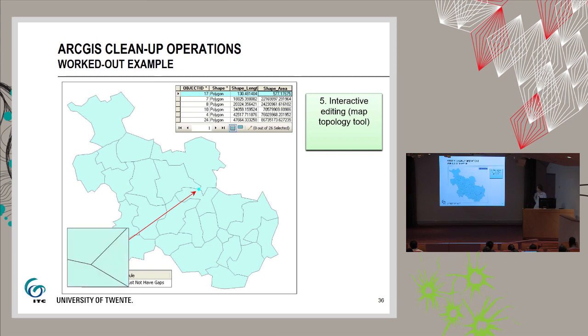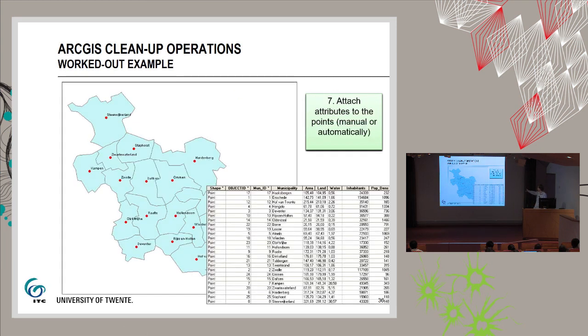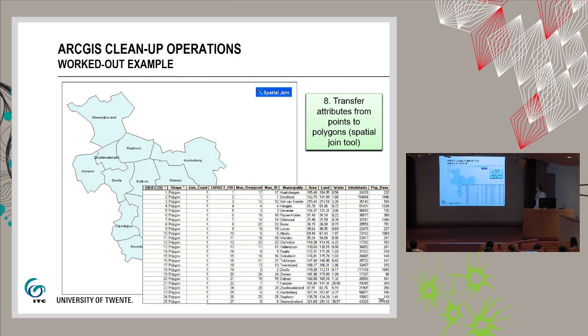And then, but you don't have to do that, I created some centroids from the polygons. I had an attribute table, I connected it to the centroids, so I attached the attributes to the points. And then I transferred the attributes from the points to the polygons. That's a bit complicated, you don't have to do that, but I did it with a spatial join tool. And now my data is ready. Okay? That's possible. Just to show you quickly.